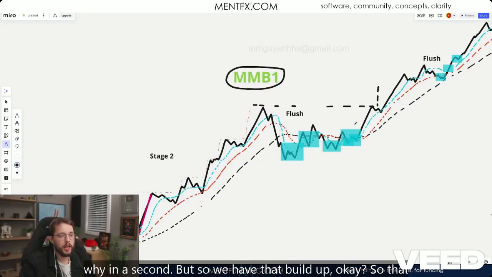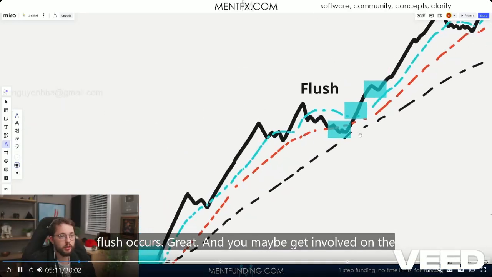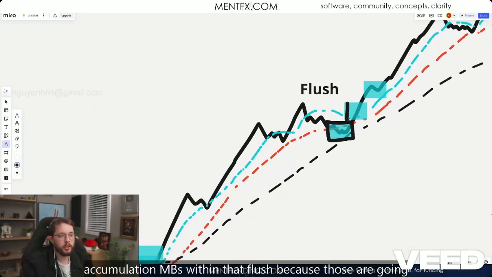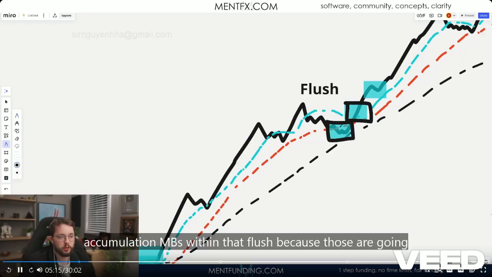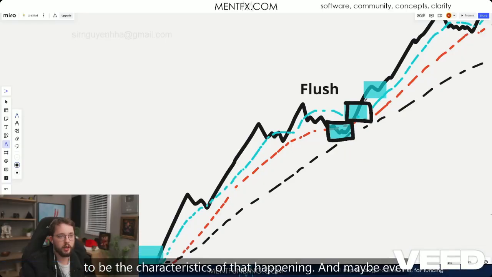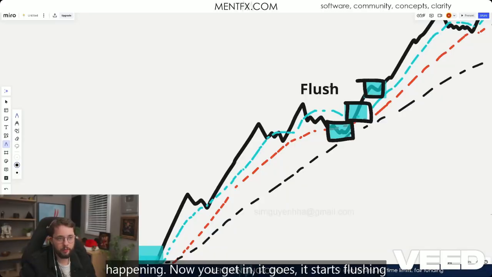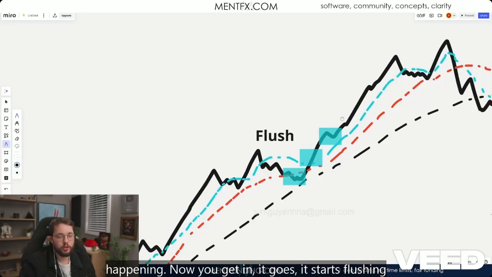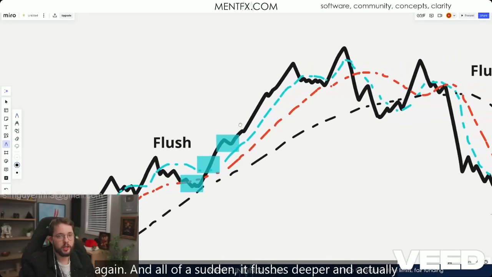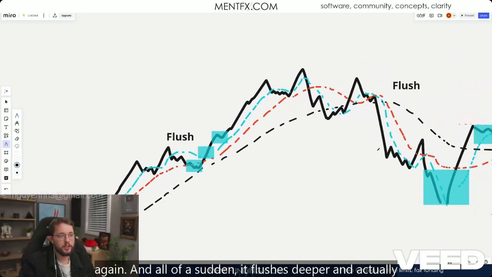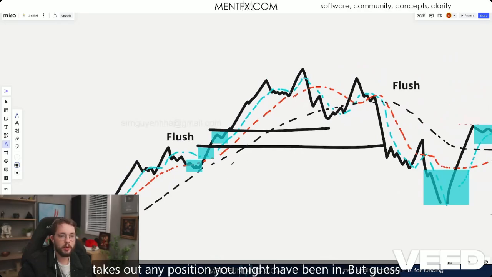But so we have that build up, okay? So that flush occurs. Great. And you maybe get involved on the accumulation MBs within that flush, because those are going to be the characteristics of that happening. And maybe even on the momentum MBs based on your rules or based on what's happening. Now you get in, it starts flushing again, and all of a sudden, it flushes deeper and actually takes out any position you might have been in.